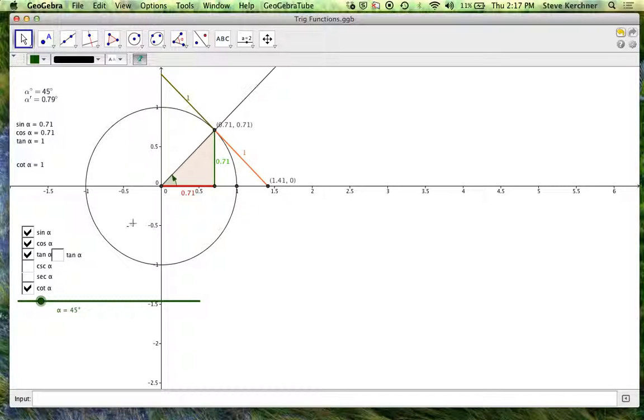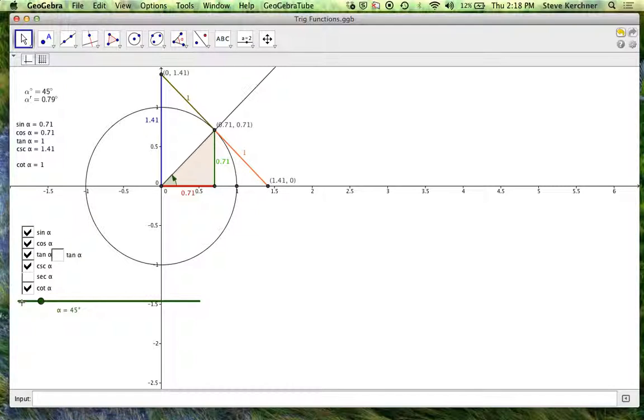Let me show you, if it's a reciprocal, it should be longer than 0.71. So let's see where it appears. It's the blue line. And you notice it has a value of 1.41, which is the reciprocal of 0.71. So 1 divided by 0.71 gives me 1.41.